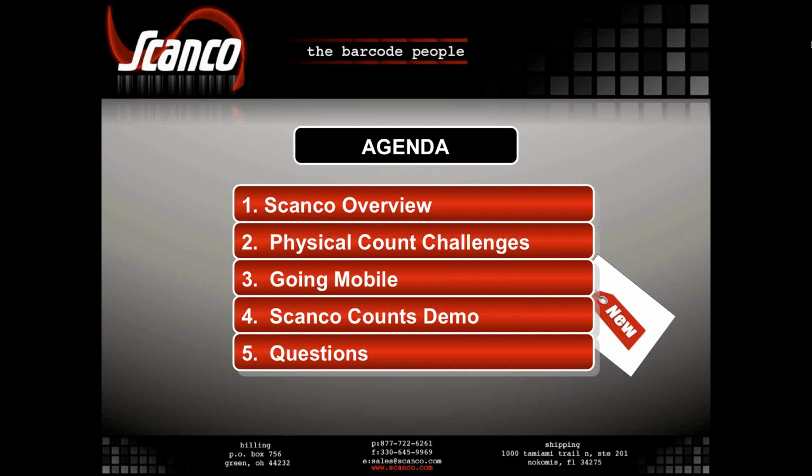We'll go through some of the challenges that our customers face doing physical count manually. Physical count is something, as all of you know, if you have inventory, you've got to do it, whether you do it annually or weekly. Everybody needs to track inventory. So we'll go through some of the challenges that going mobile solves. We'll talk about going mobile a little bit, and we'll jump into the demo.